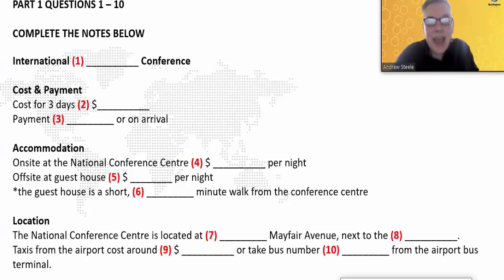Okay, so does anyone have any questions about the importance of predicting, trying to think about what type of answer that they're listening for, and then listening for that specific information? If you do have any questions, I'll pause for 30 seconds now, and you can type them into the Q&A box. And Rubina will relay them to me.